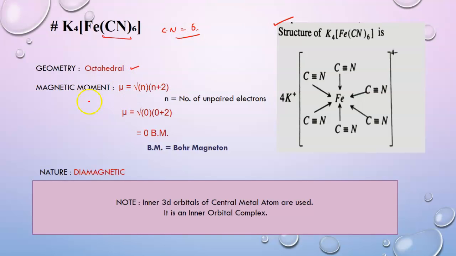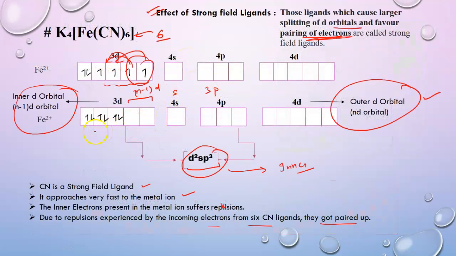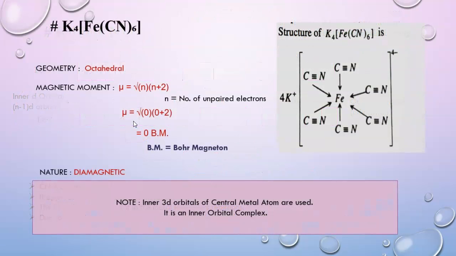Now how do you calculate the magnetic moment? See, n is the number of unpaired electrons. In the previous slide, go and check. Are there any unpaired electrons left now? No, there are no unpaired electrons. So the n value is 0. So mu, your magnetic moment, is ultimately going to be 0 Bohr magneton. And if there are no unpaired electrons present, then the nature of the molecule is going to be diamagnetic.